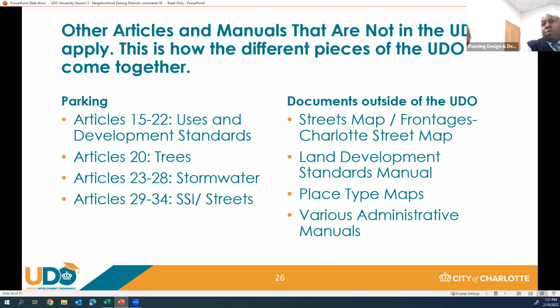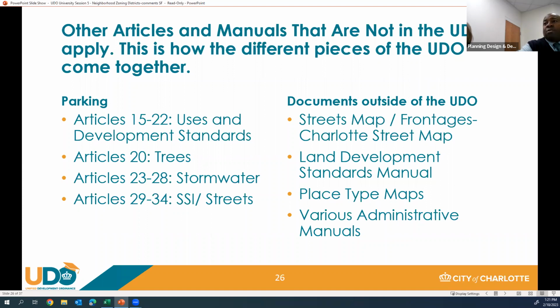Other articles that you want to be mindful of, and manuals that are not in the UDO, also apply. Now you're starting to see how, from the other meetings, these all start coming together. These are the different pieces of the UDO that allow for development. So you want to look at Articles 15 through 22 for your uses and development standards. Article 20 is your trees, screening, and buffers, or landscape yards as we're calling them now. Articles 23 to 28 would be your stormwater, and then Articles 29 to 34 would be your SSI, which is streets, subdivision, and some of the requirements possibly made by CATS.